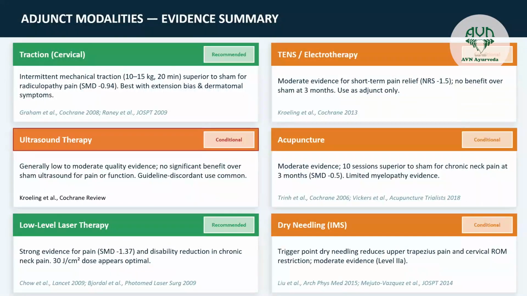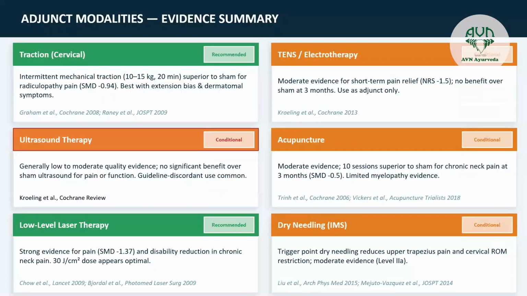So again, coming to ultrasound therapy, as I said, it has been mentioned as conditional because it purely depends on the patient's pathology or condition. On looking into the sensitivity and specificity, this has shown low significant benefit over other parameters. But if the inflammation persists, we can give ultrasound, say, thrice in a week rather than all the days.